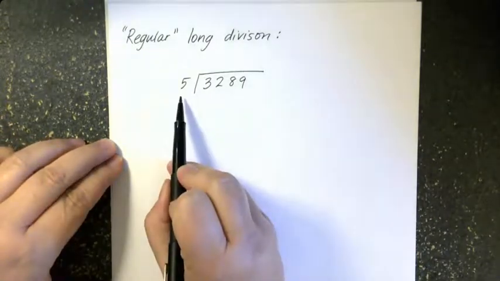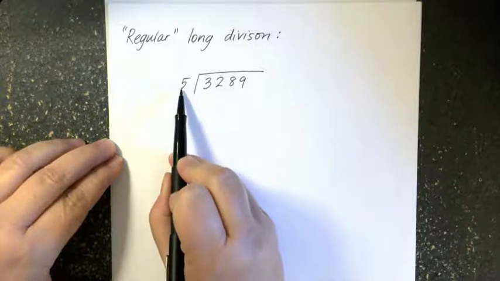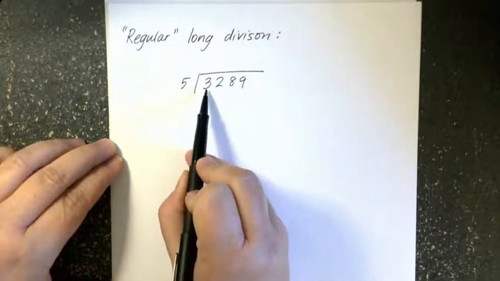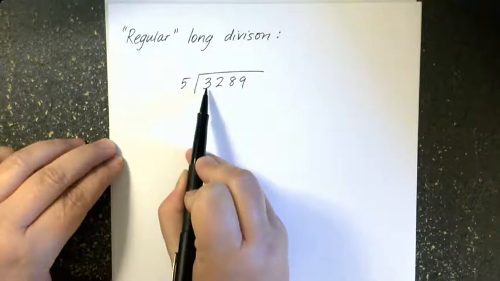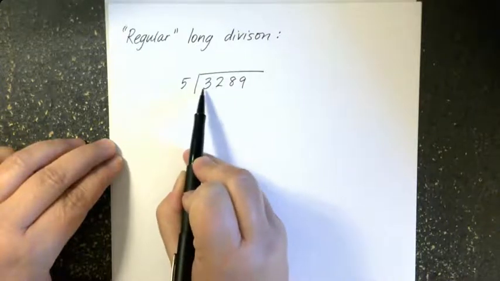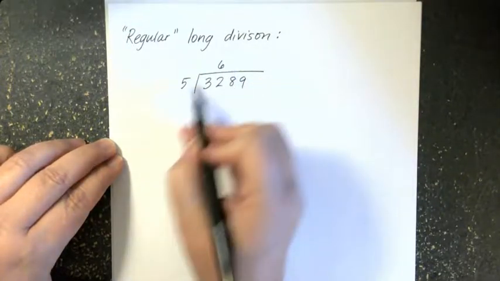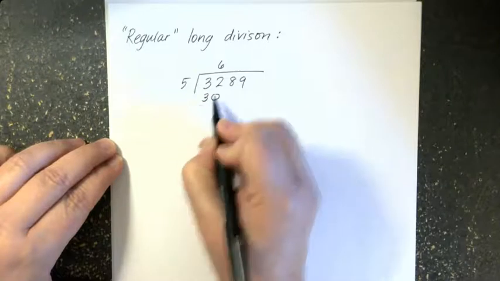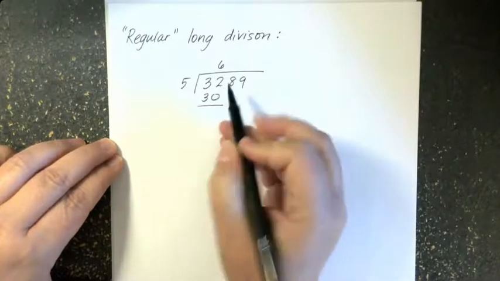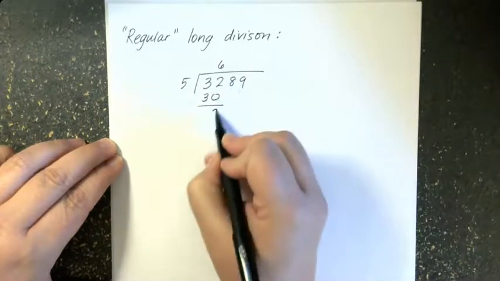First thing I do here is I say, how many times does 5 go into 3? Well, it doesn't. So then I say, how many times does 5 go into 32? The answer is it goes 6 times, and I put that 6 here. 6 times 5 is 30. And then I subtract. 32 minus 30 is 2.